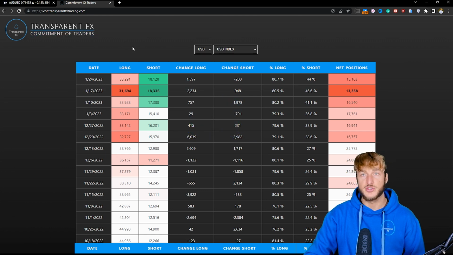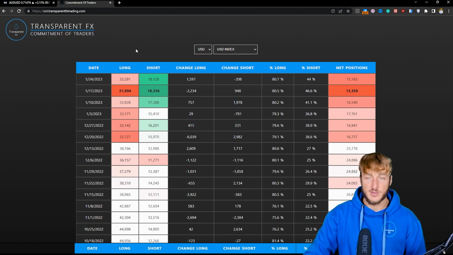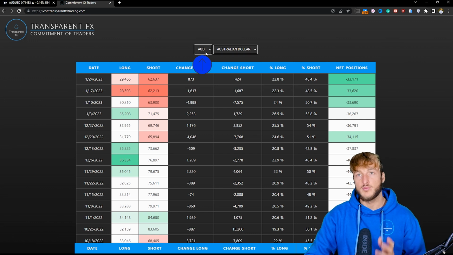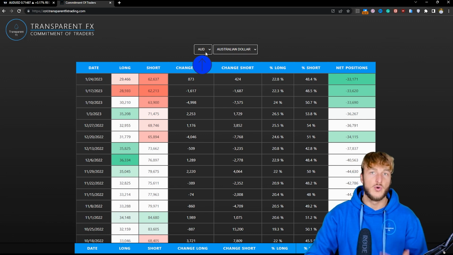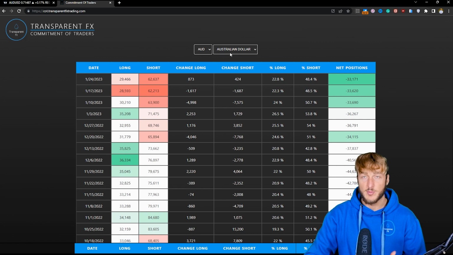which is what the non-commercials, so the biggest speculators in the market, are doing, so hedge funds. We check the data for the AUD. Now, if we check the data for the AUD, it is important to keep in mind that you are actually already checking AUD-USD because all currencies on the spot are traded against the USD. So if you're checking the AUD, it's already AUD-USD.